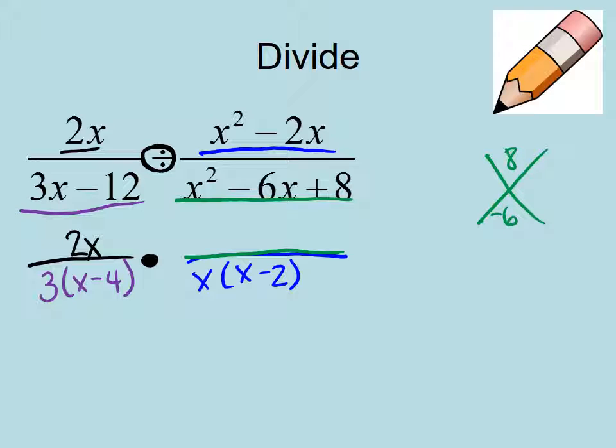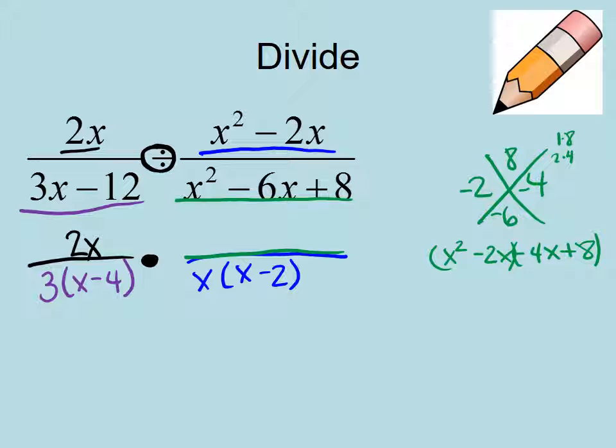I've got an 8 and a negative 6. Factors of 8, 1 and 8, 2 and 4. See, the 2 and 4 could get me to negative 6. They both have to be negative. Double check that work when you do the AC method. I now have x squared minus 2x minus 4x plus 8.